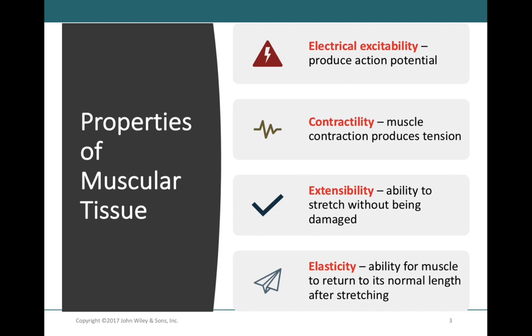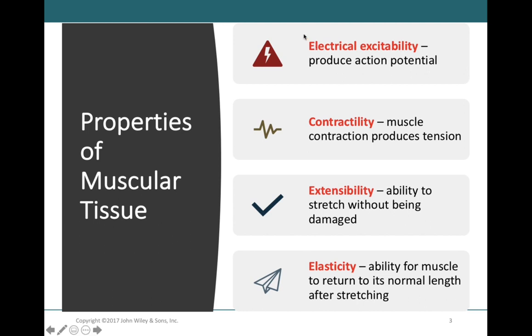While all muscular tissue is specialized for muscle contraction, there are some other properties that our muscle tissue will have as well, namely electrical excitability, contractility, extensibility, and elasticity. Now we're aware that muscle cells contract. That's what contractility means: the ability for our muscles to shorten in length and to produce some type of tension or force. But there are in fact some other properties as well, so let's take some time to go over each of these.